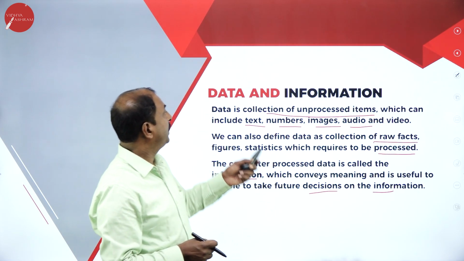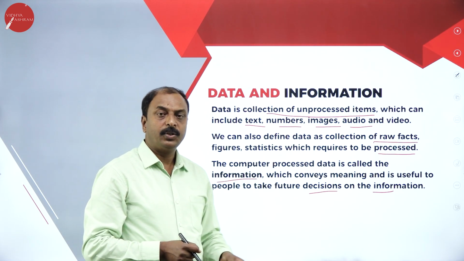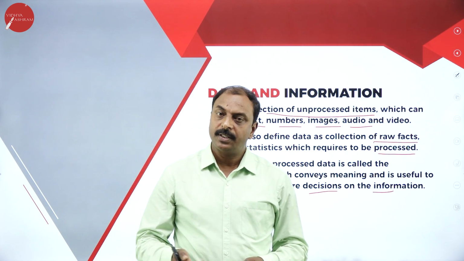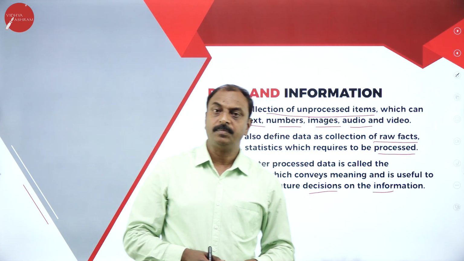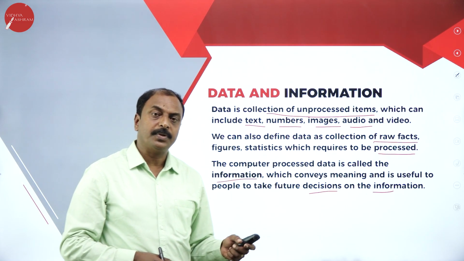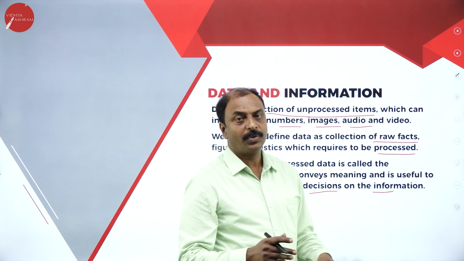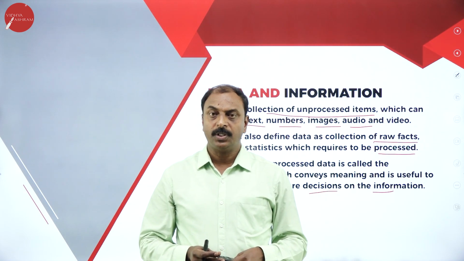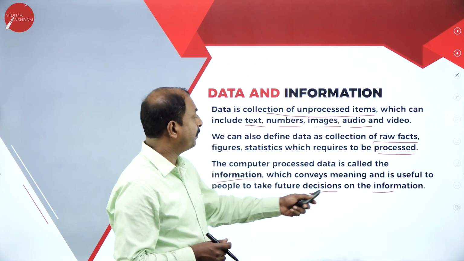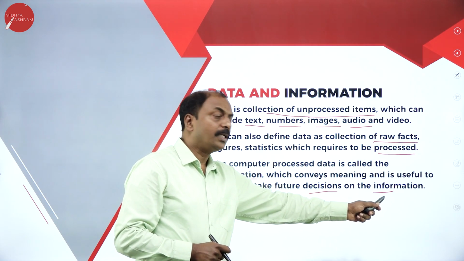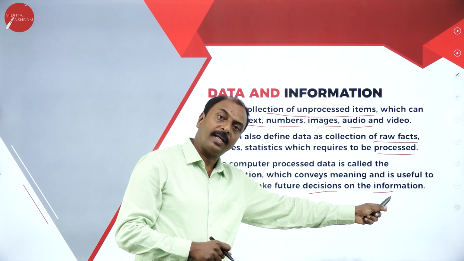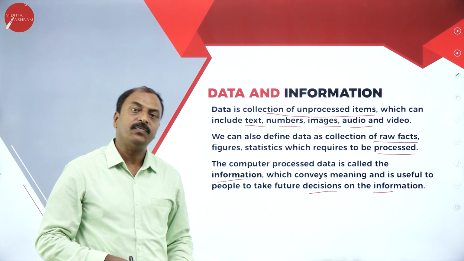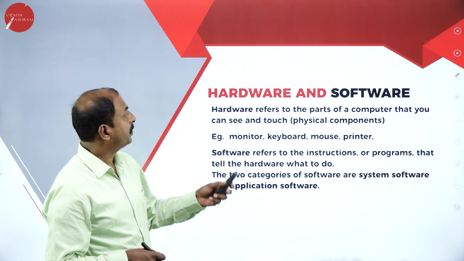So here it is data and information, and together we can say a computer is a data processing unit or data processing system. We input the data, the computer processes the data, and it gives us the result in the form of output. Output is nothing but information. This information is very important for any process. So this is data, process and information. Now let us move on to the next slide.